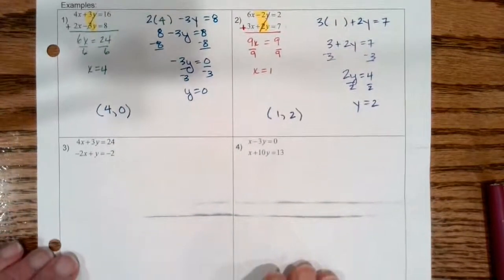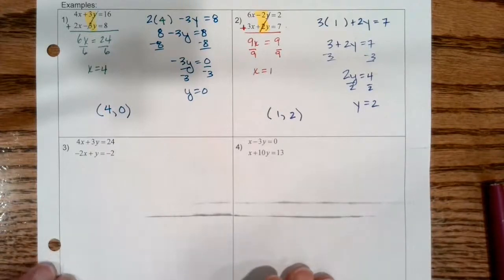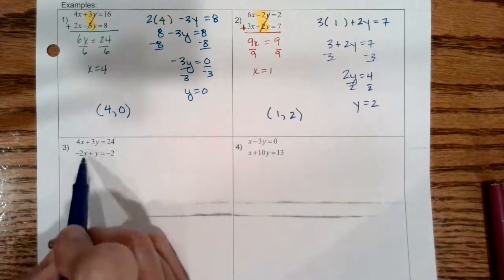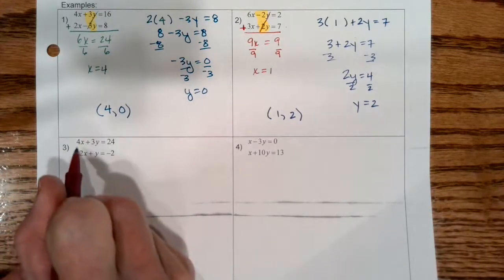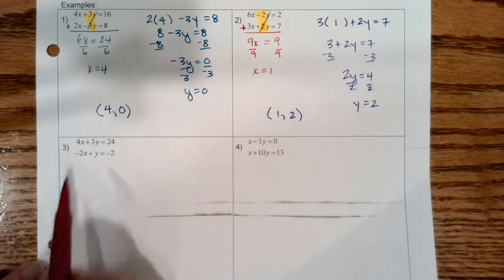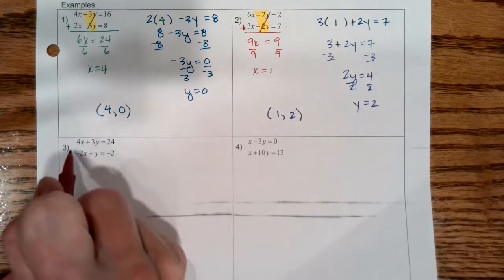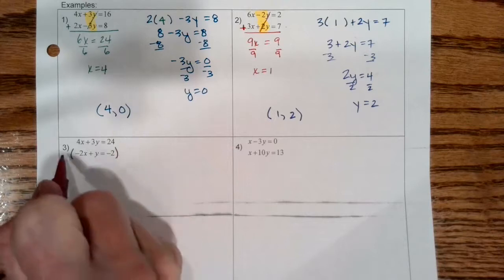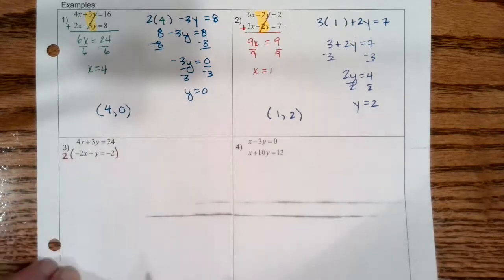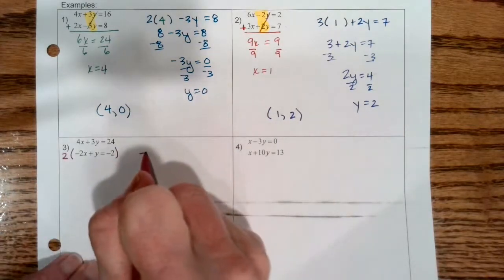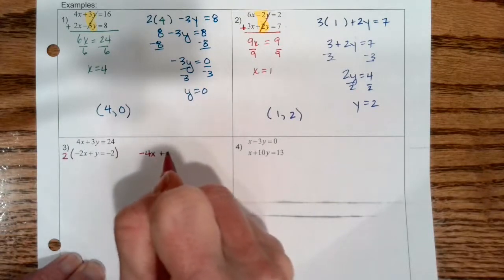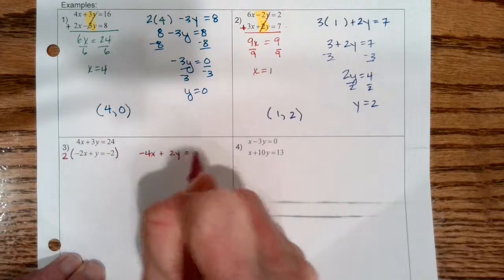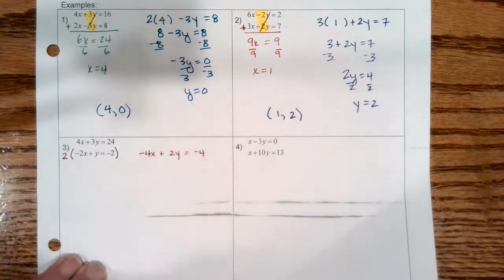Alright, let's take a look at 3. When I look here, my x's are lined up, my y's are lined up, my equal signs, my constants, but I don't have a 0 pair. I have 4 x's and negative 2. My signs are opposite, so what I'm going to do is multiply this equation by a factor of 2. That's going to make it negative 4x plus 2y is equal to negative 4.